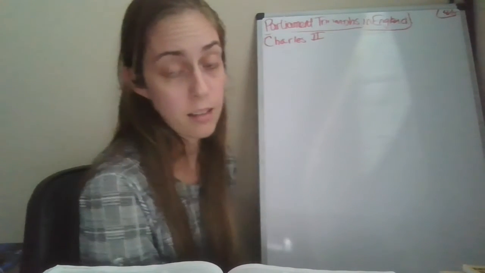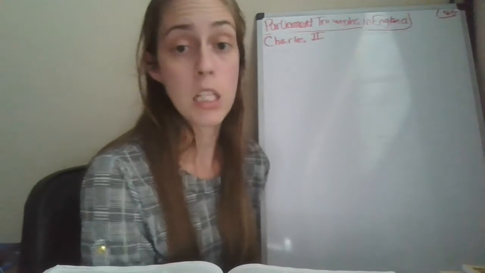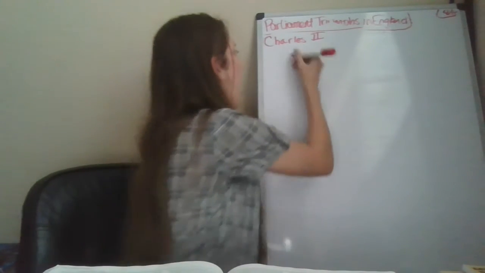Charles's brother James II inherited the throne in 1685. Unlike Charles, James practiced his Catholic faith. Hello, we just passed all these laws saying that Catholics could be killed on sight. And now we have a Catholic king? I don't think so.